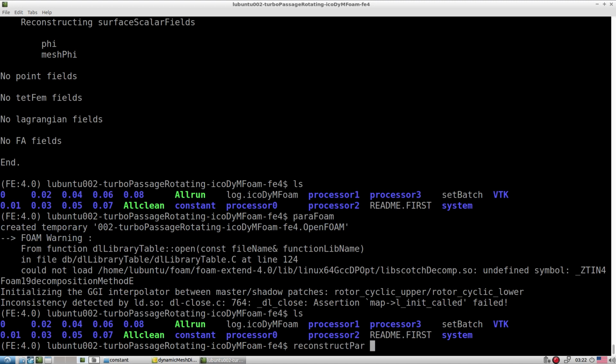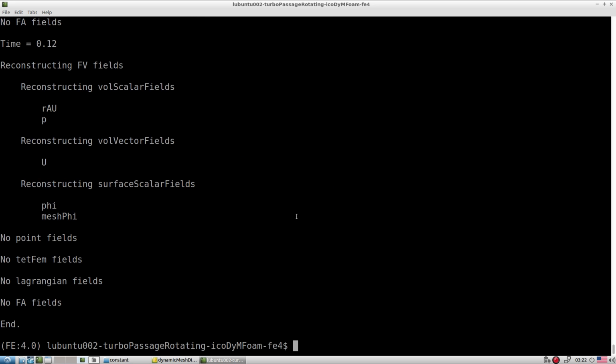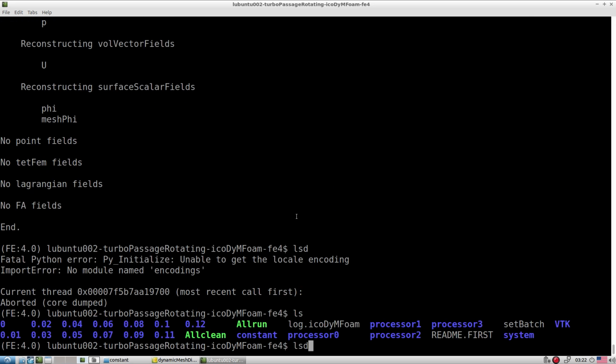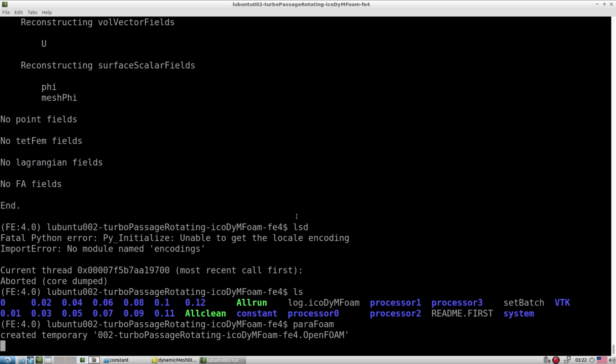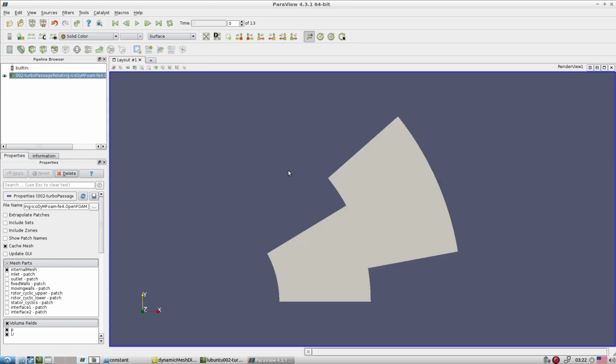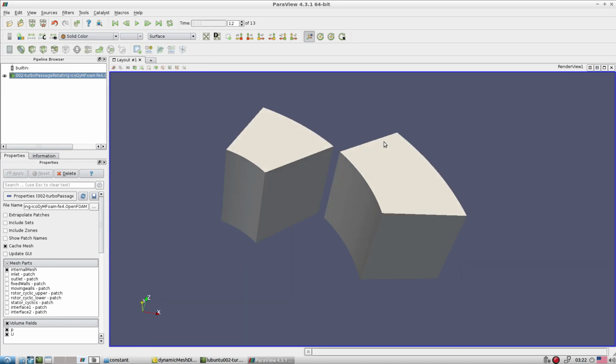So let me reconstruct time-wise. Time equal to 0.09 till, let's say, 1.5. I don't know how many are there. So let's look at a few more patches here. So now we are able to see it's almost detached.